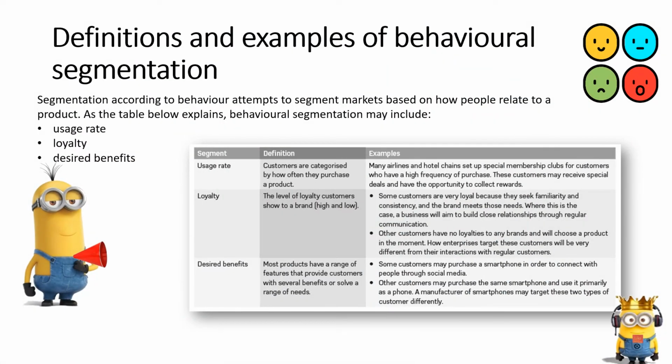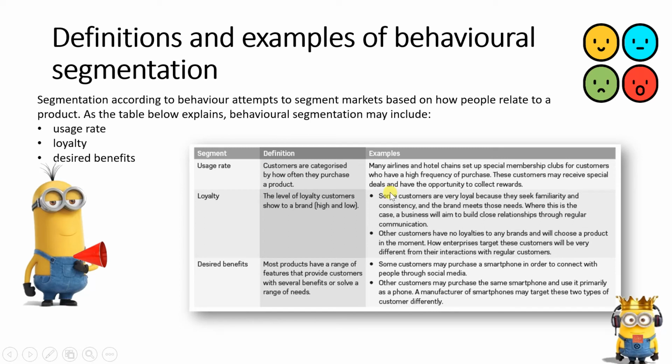Here's Kevin to talk a little bit more about the definition and the examples of behavioural segmentation. Segmentation according to behaviour attempts to segment markets based on how people relate to a product. As in the table below, behavioural segmentation may include usage rates, where customers are categorised by how often they purchase a product, loyalty, the level of loyalty customers show to a brand, and the desired benefit. Most products have a range of features that provide customers with several benefits or solve a range of needs. This is about what the customer believes they're going to benefit from the product.